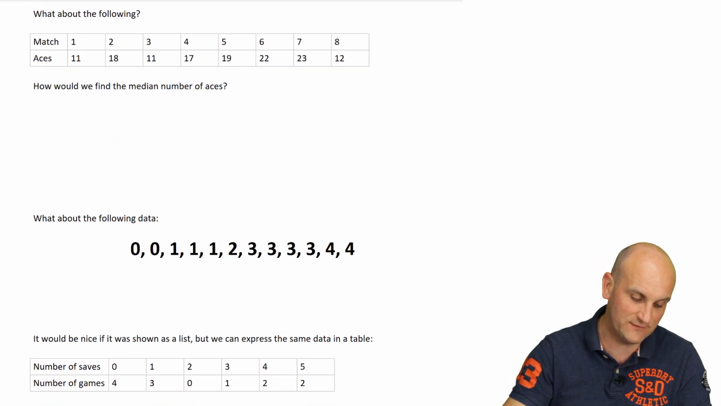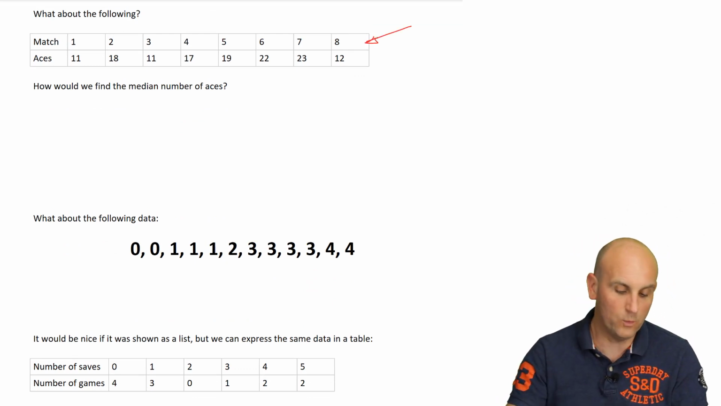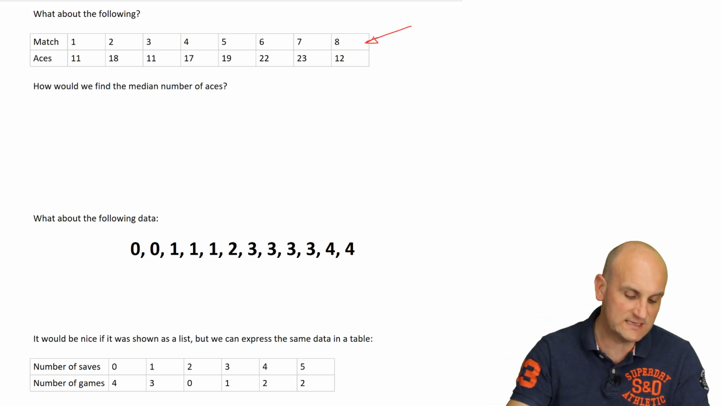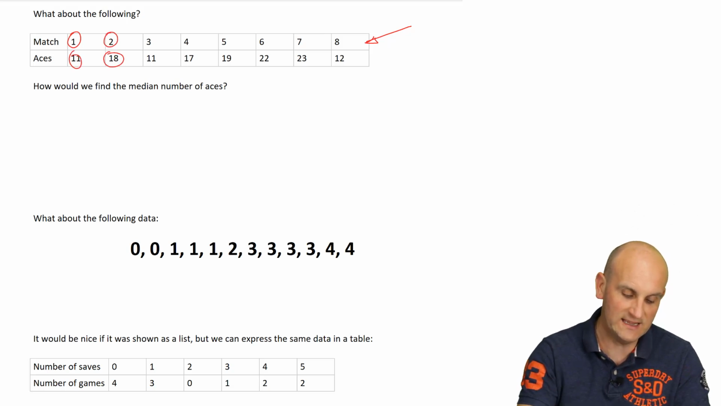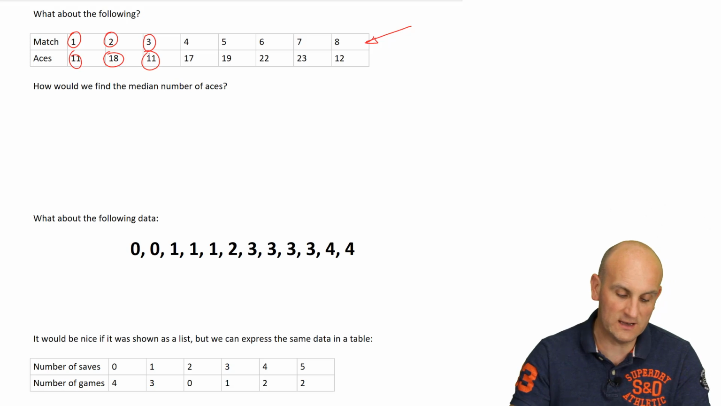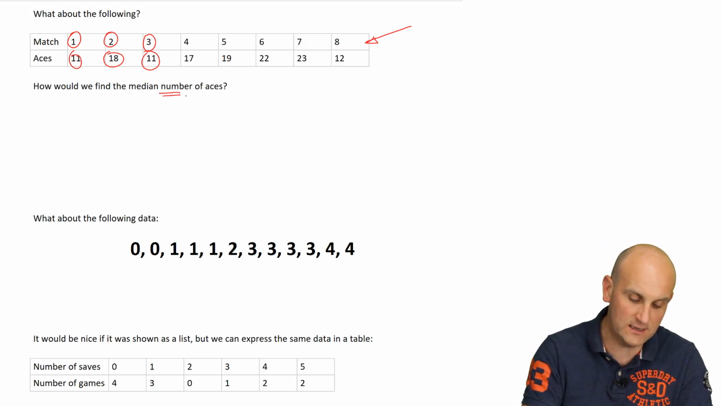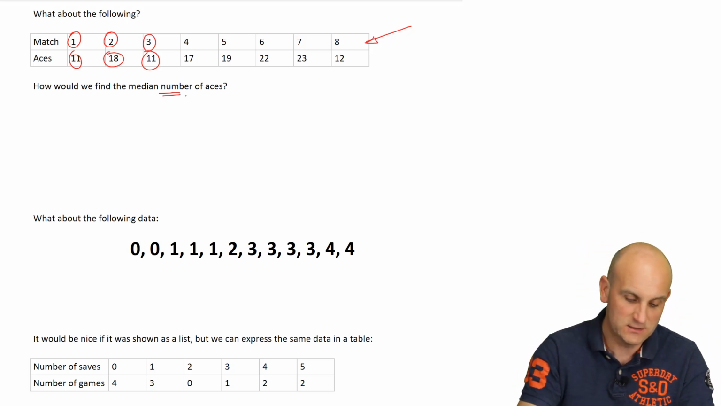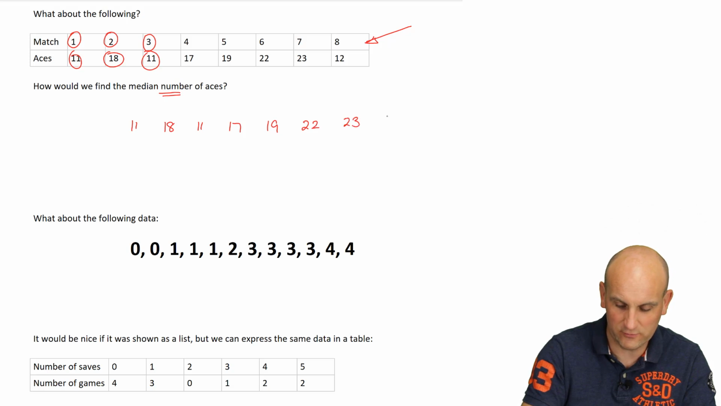This is Barry being difficult again. What about this? How does this show? Well, now we're obviously talking about tennis. Love it. Thank you very much. And what we're saying is, in the first match, we got 11 aces. In our second match, we got 18 aces. Our third match, we got 11 aces. And so when the question says, how do we find the median number of aces? We're looking at those numbers in the aces. So my numbers were 11, 18, 11, 17, 19, 22, 23, and 12.